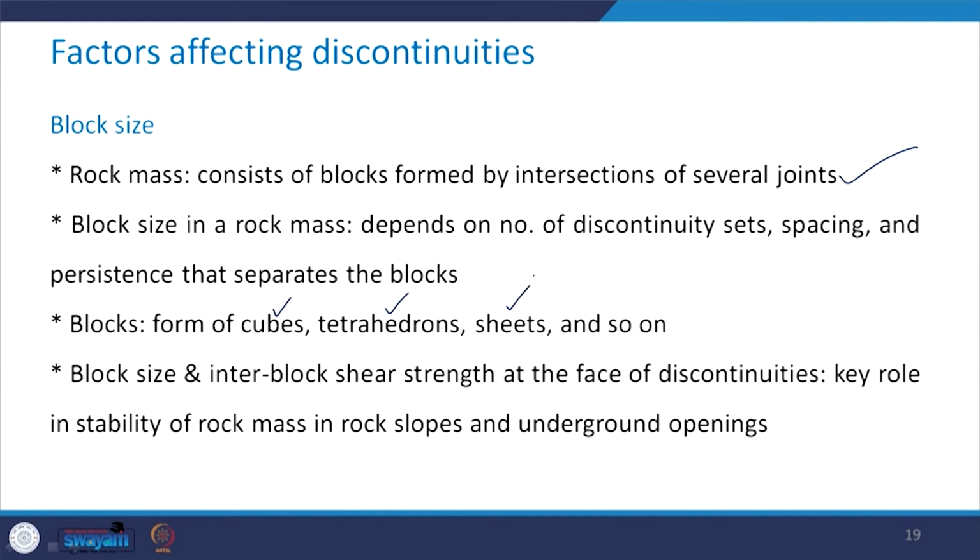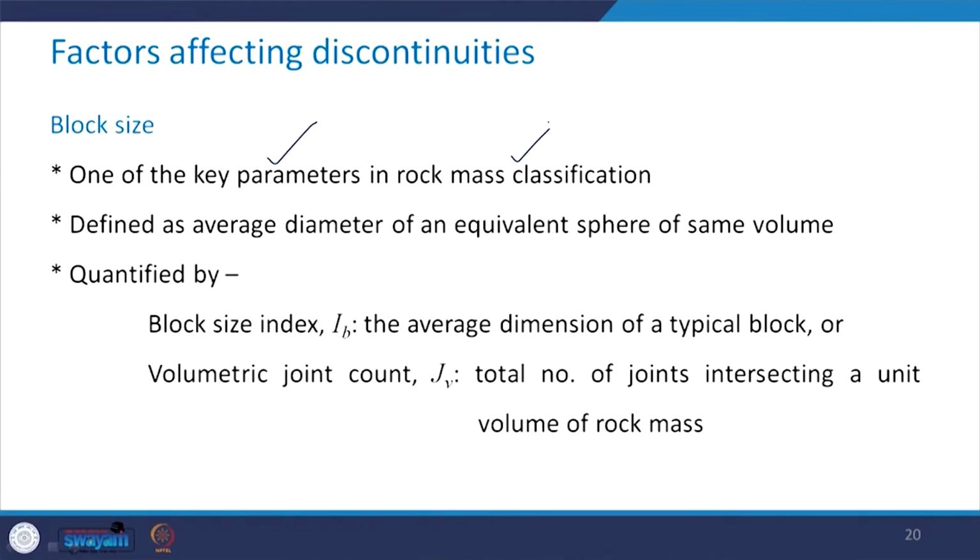Block size and interblock shear strength at the face of the discontinuities play a key role in the stability of rock mass, especially in case of rock slopes and underground openings. So, one needs to be careful about it. It is one of the key parameters in rock mass classification as well. This is defined as the average diameter of an equivalent sphere of the same volume.